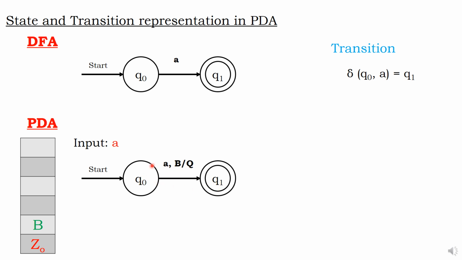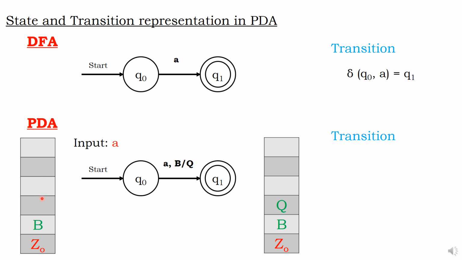Q0 state will become Q1 state with this work. If input is A and top of the stack is B, then push Q above the existing B, then it will go to Q0. The result transition will be like this because you pushed Q above B. That is, initial state is Q0, final state is Q1. Q0 will become Q1 when input is A, top of the stack is B, and you push Q over B.